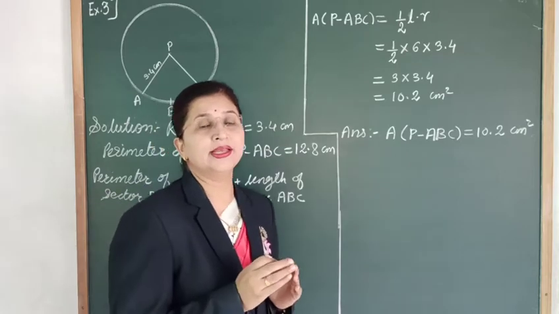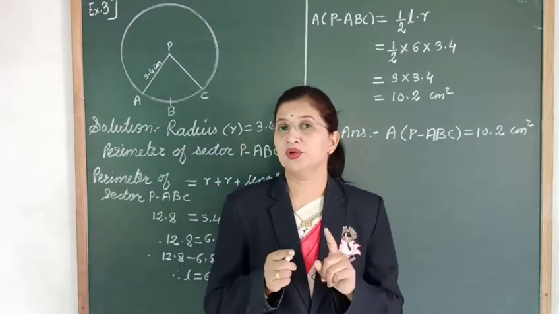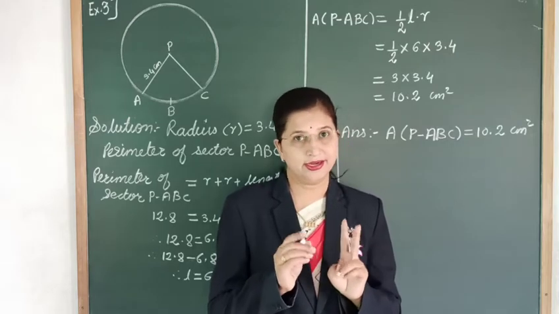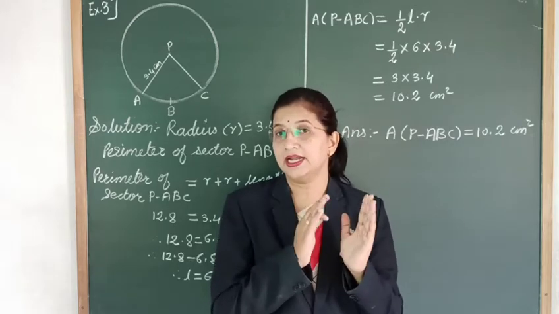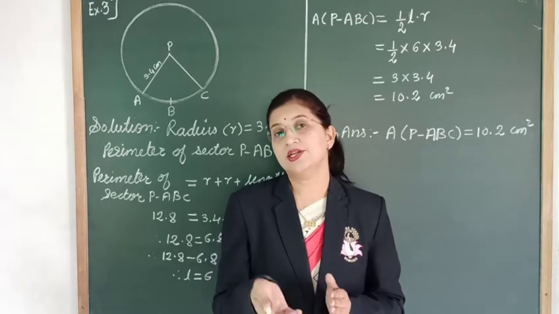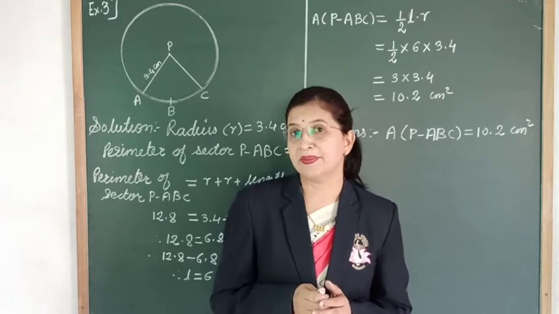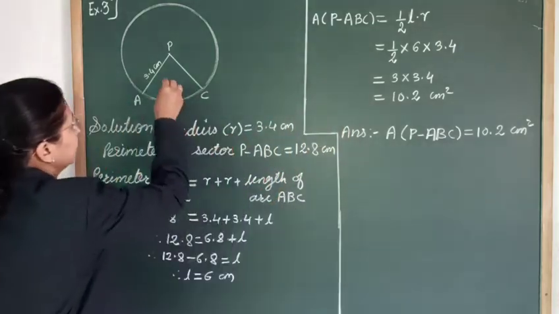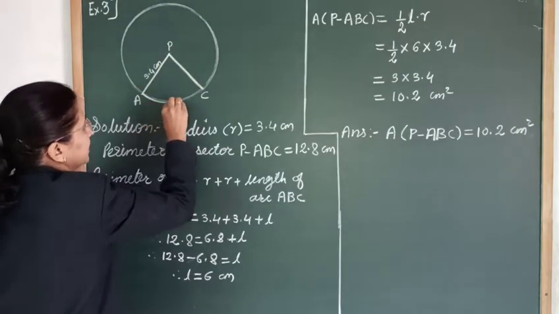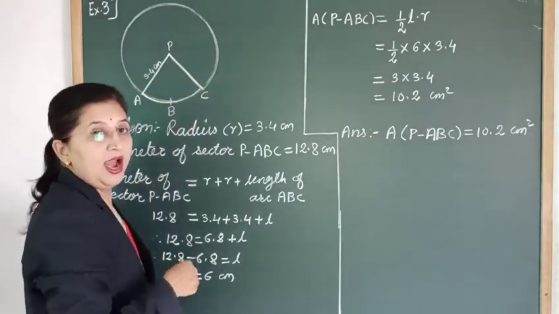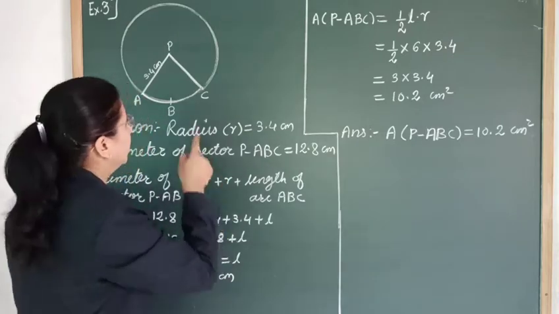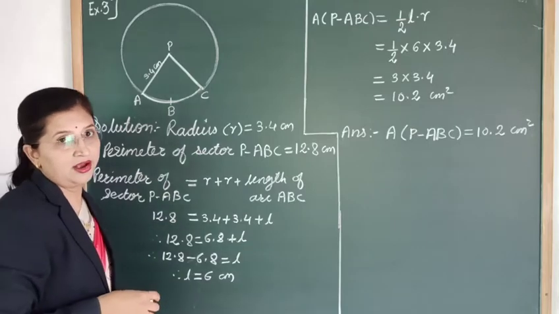We know that to get the area of a sector, either we should know theta and radius, or length of arc and radius. But in this case, theta is not given and length of arc is also not given. Instead, we are given the perimeter of the sector. Perimeter of a sector means this total length is given to us. And we are asked to find the area of the sector. So let's see how to use this perimeter to find the area of the sector.